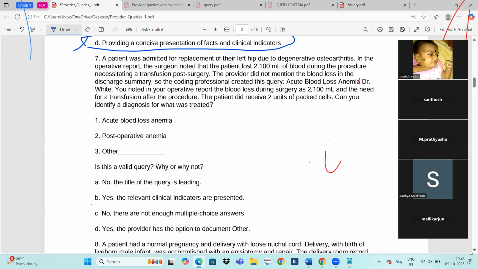So the coding professional created this query: acute blood loss anemia. Dr. White, you noted in your operative note blood loss during the surgery and the need for a transfusion after the procedure. The patient did receive 2 units of packed cells. Can you identify the diagnosis? What was treated? So, which format of query is this?